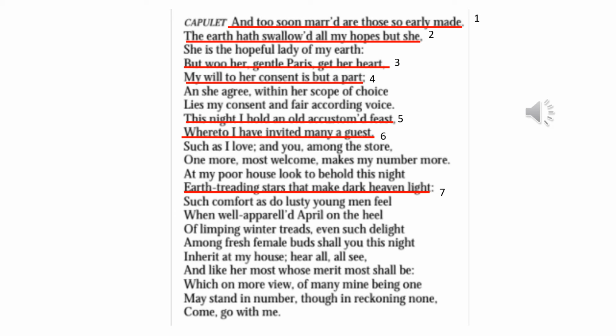Line number 2 tells us that Juliet is the only child that the Capulets have, because the earth hath swallowed all my hopes but she. We don't know how many other children Lady Capulet gave birth to, but the personification there of the earth hath swallowed all my hopes relates to the idea of them having been buried. So the only hope he has of his line continuing, the only hope he has of enjoying a child of his own, is through Juliet.